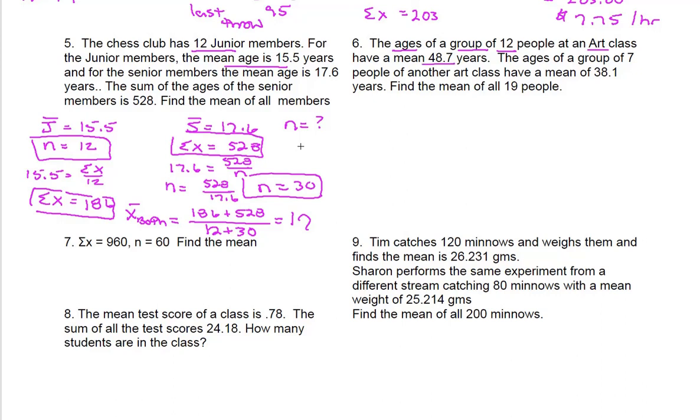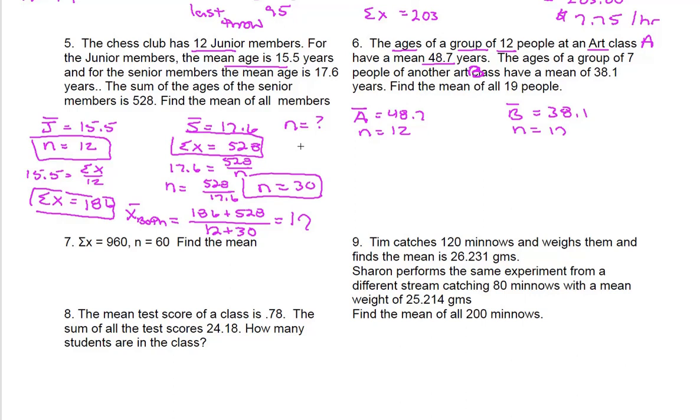Okay, so hopefully you did that. We got two groups, two art classes. One art class has got 12 people with a mean of 48.7. The other art class has got a mean of 38.1, and it's got 7 people in it. Now, I'm going to call one class A and the other class B. It doesn't make a difference. I'm going to say that the mean of my A's is A bar, and that's 48.7, and the N clearly is 12. And then my mean of my B's, well, that's going to be 38.1. And again, my N for that group is going to be 7.